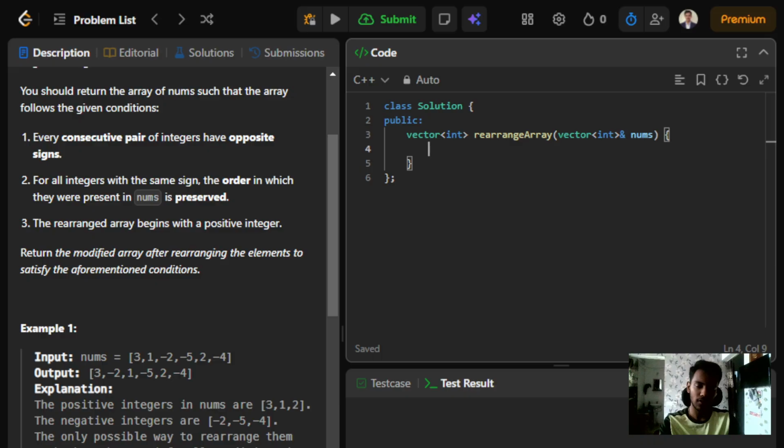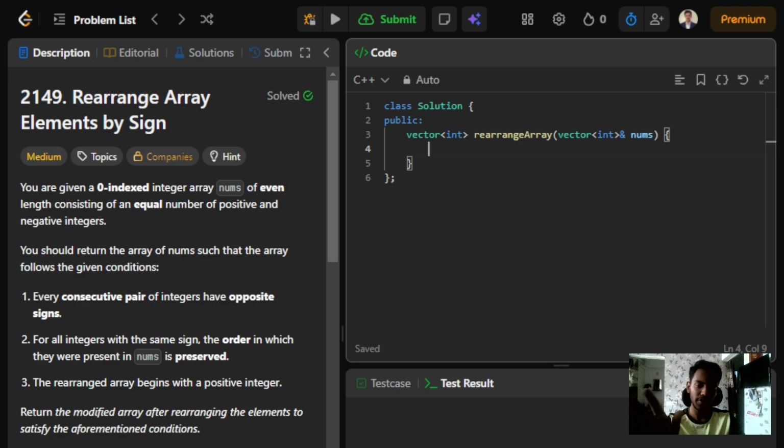So what I thought was, why don't we separate the positive numbers in a separate vector and negative numbers in a separate vector, and then one by one push back those vector elements in a result vector, where I'll push a positive number first, then a negative number, then a positive number. You get my concept, right? It's a very easy one. So let me start with the solution then.